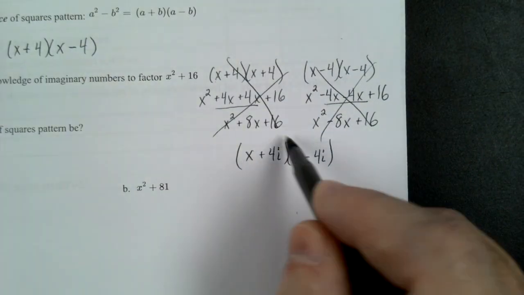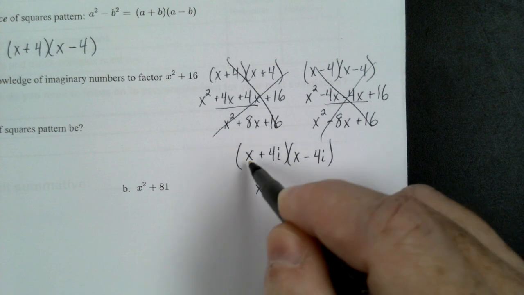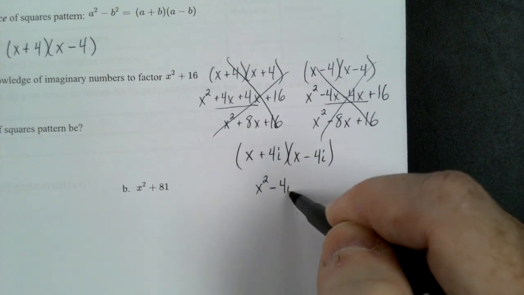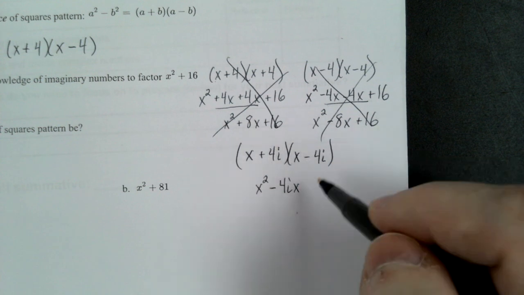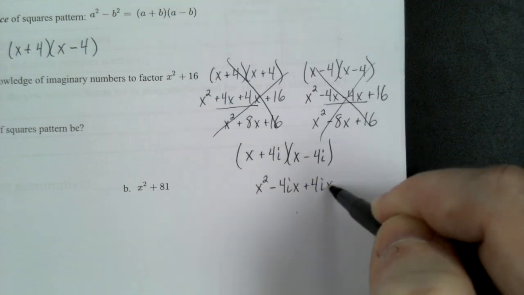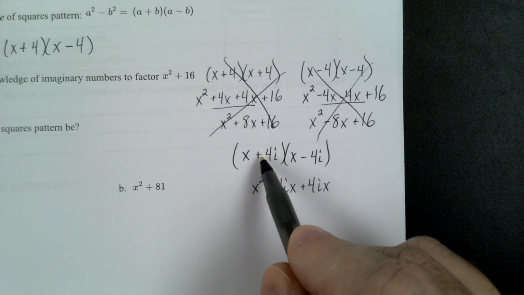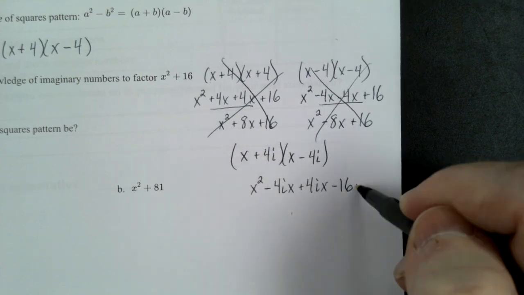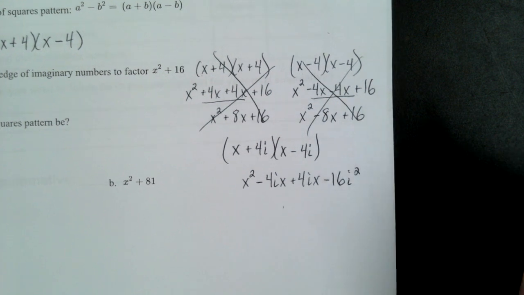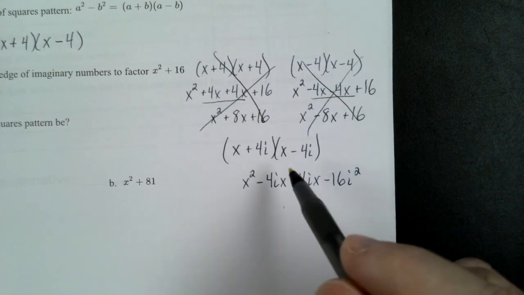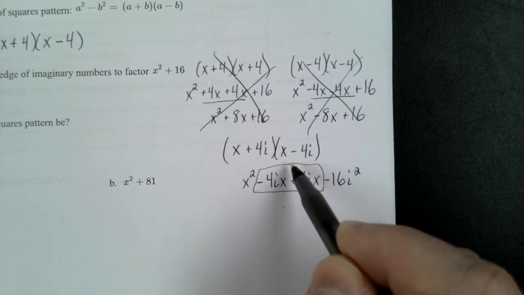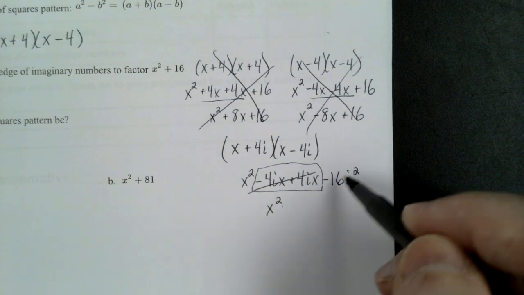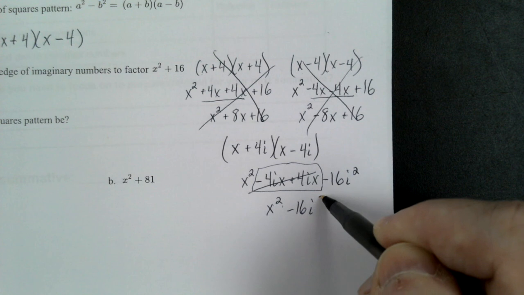If I FOIL here, x squared, this will look kind of weird. x times negative 4i would be negative 4ix. 4i times x, positive 4ix. And now in the back, positive times negative is negative 16 i times i, i squared. So look what happens in the middle. These two are opposites, so they cancel, leaving us x squared minus 16i squared.